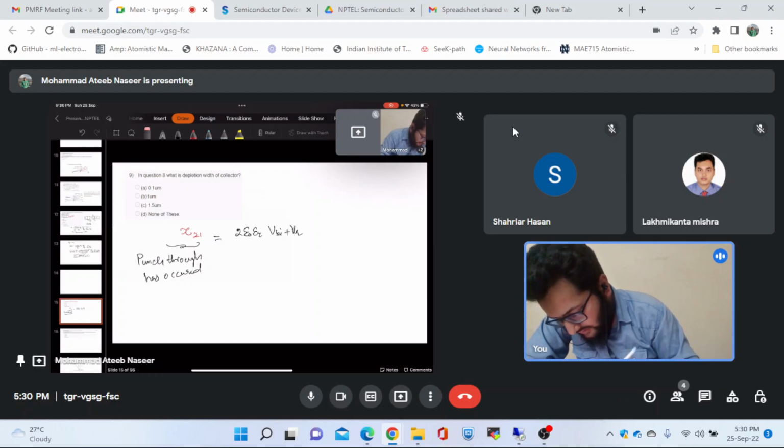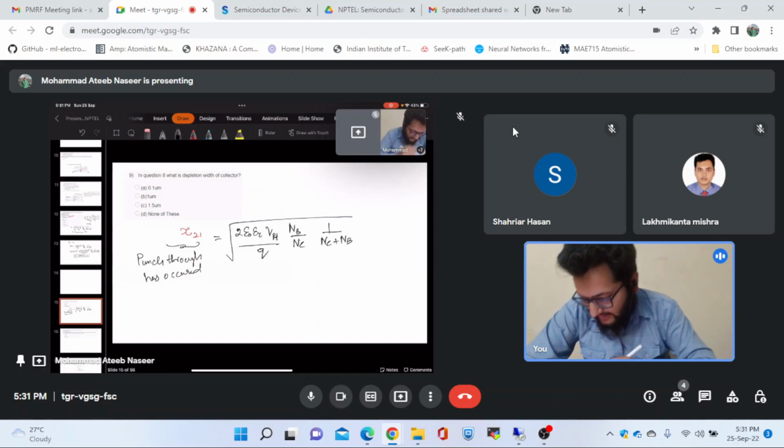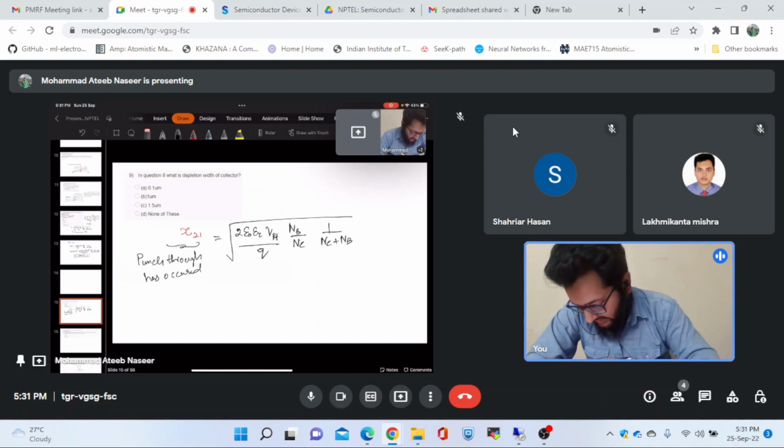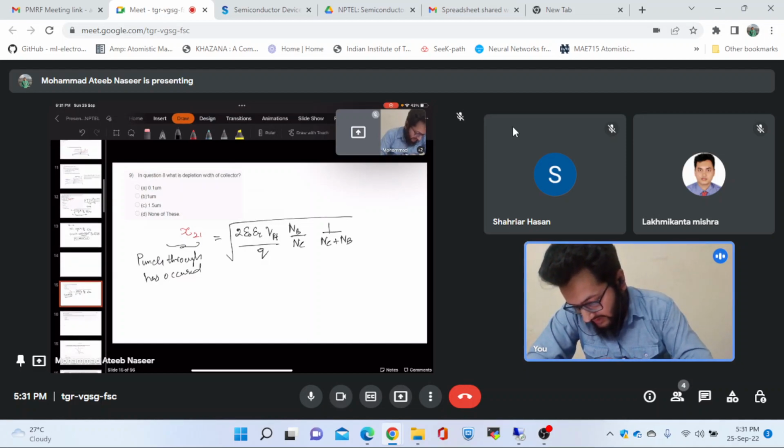Let us ignore this VBI since it has been given to be ignored. Let me write this directly, this V punch through divided into NB by NC by Q divided by 1 by NC plus 1 by NB. I think I should not solve this. I should keep it like this because it will just be some calculations that you require to do.